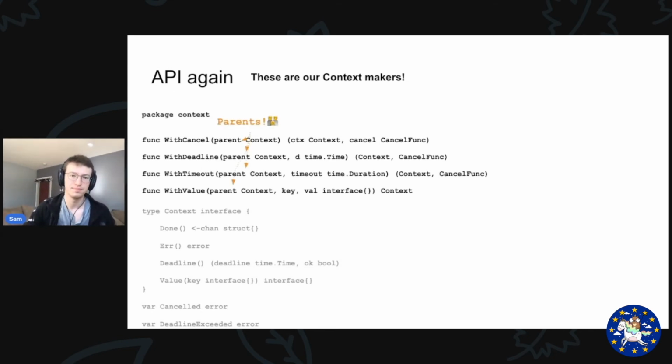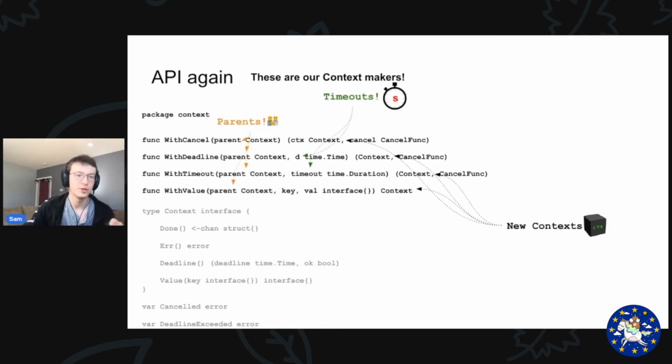And it has all of these concepts I just talked to you about. They all take a parent as their first parameter. They all return a new context. The middle 2 are for modifying timeouts. The bottom one is how you add keys and values.